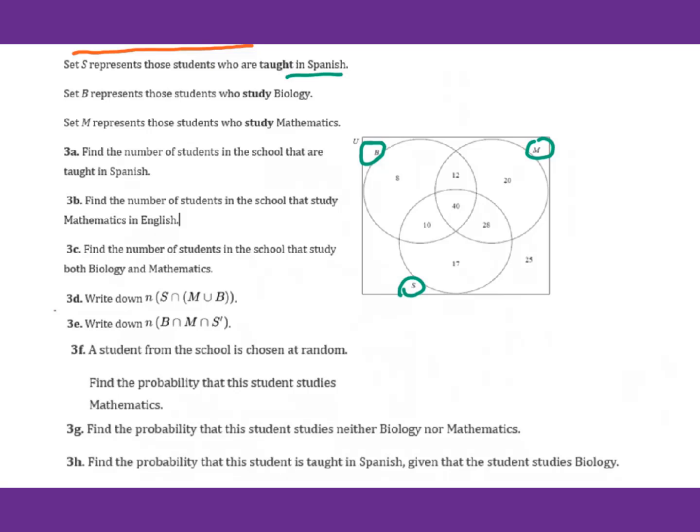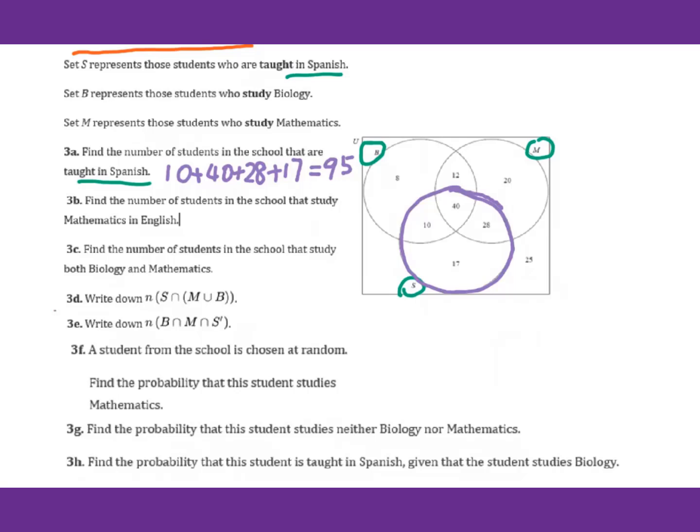Find the number of students in the school that are taught in Spanish. You need to add every single number for each section in this circle. That's Spanish. So we have 10 plus 40 plus 28 plus 17 equals 95.